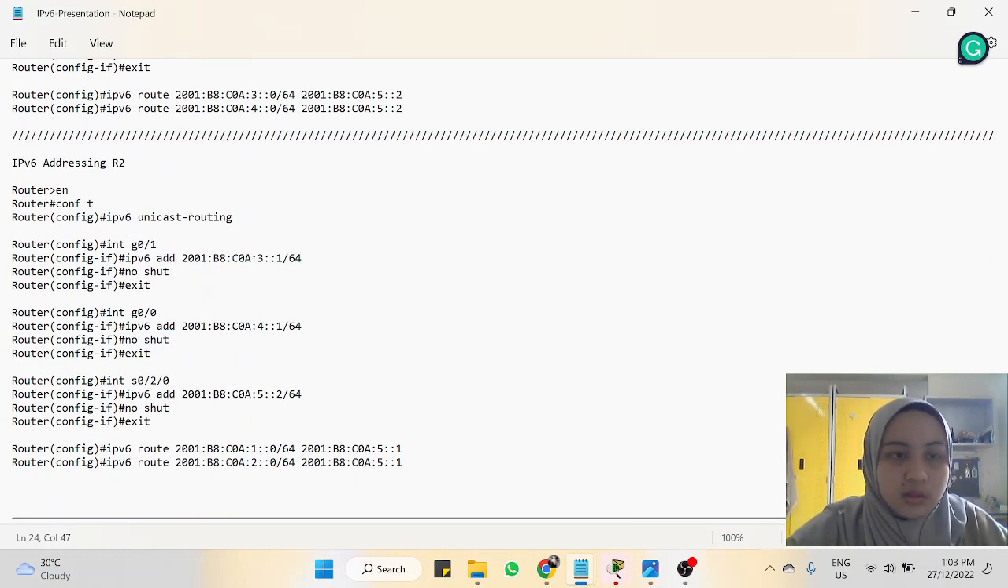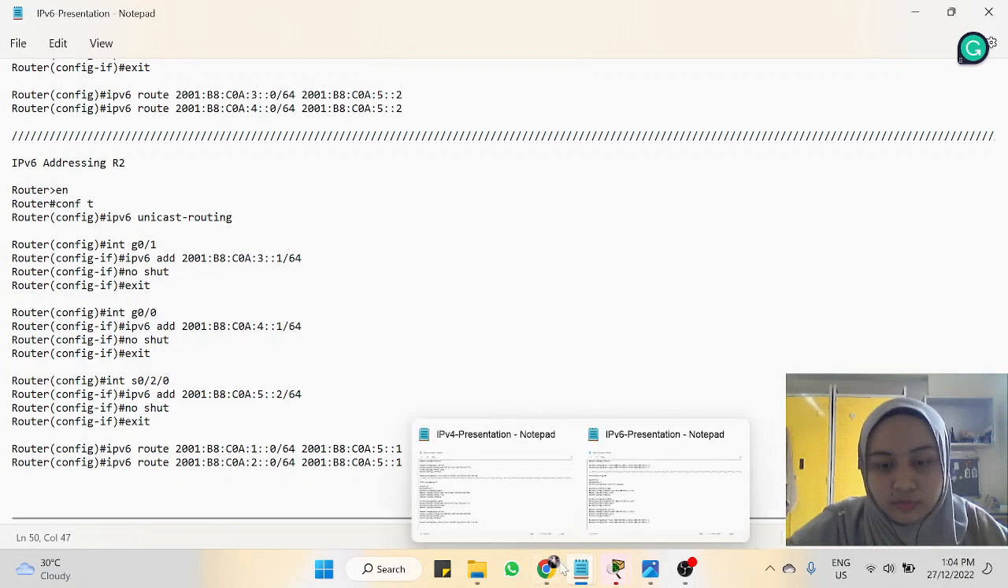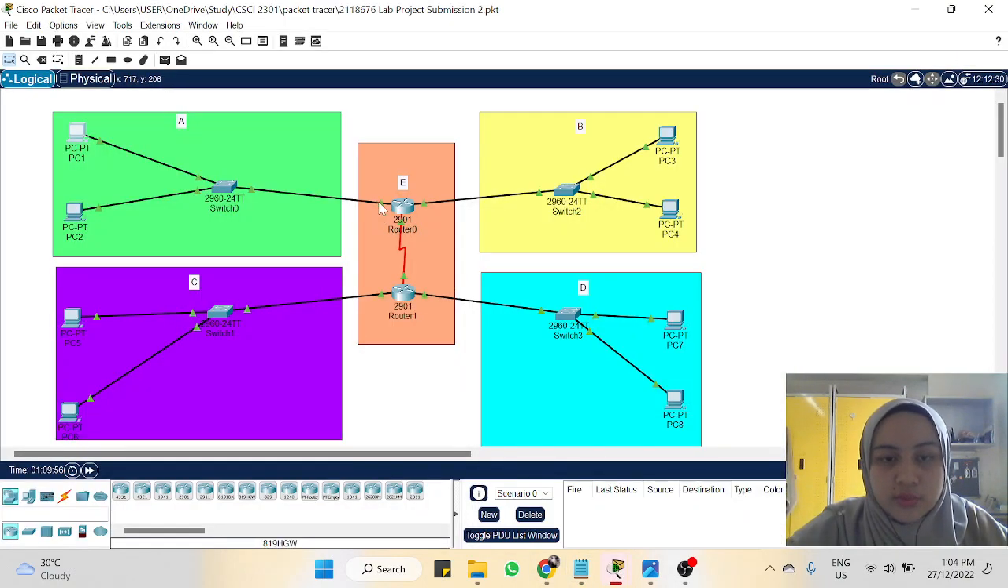Next is IPv6 addressing for router 2. For router 2, I will also put ipv6 unicast-routing, and then I will configure interface G0/1, G0/0 and S0/2/0 with the same pattern as I did in router 1. For the ipv6 route command, I will put the default gateway for group A and then the serial for router 1, and the second one I will put the default gateway of group B and then the serial of router 1. If we look at this here, the first one is the default gateway of group A and then the default gateway of group B.